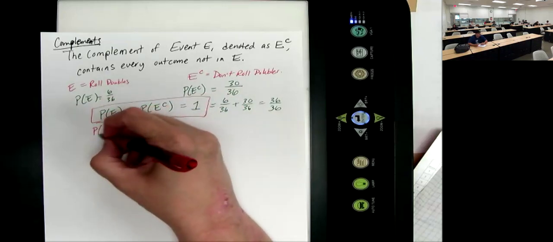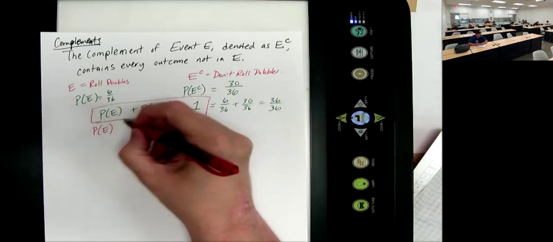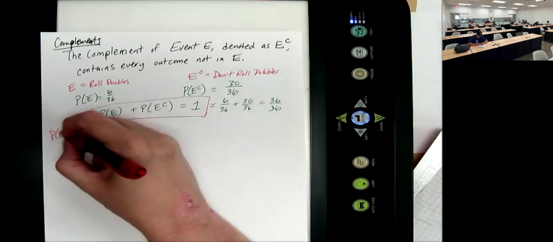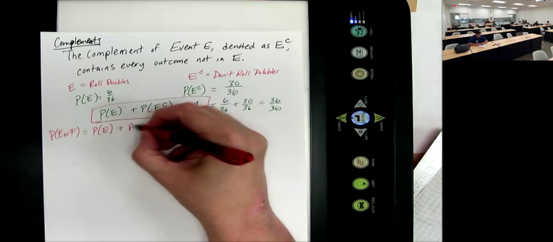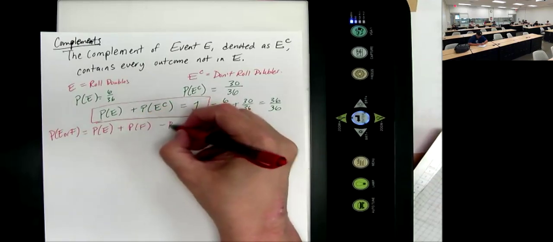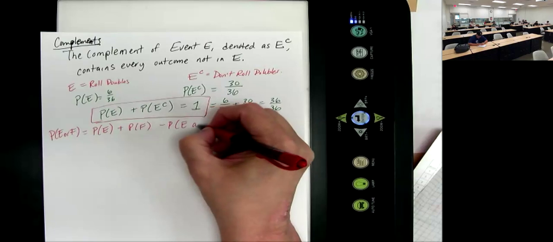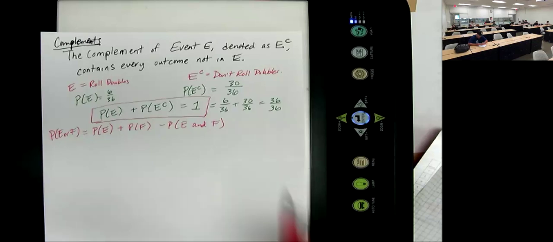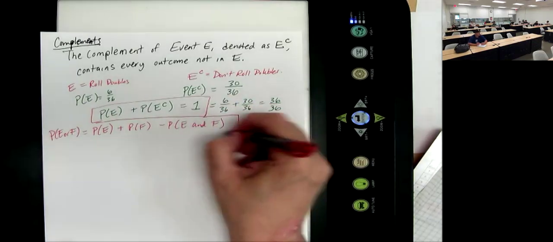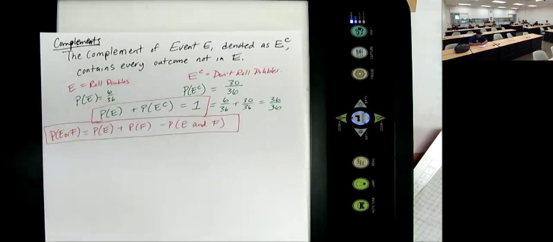The other important equation was probability of E or F equals probability of E plus probability of F minus the probability of both. And those are the big ones from this section. That way you have them right next to each other in your notes, you could make it easier to find them.